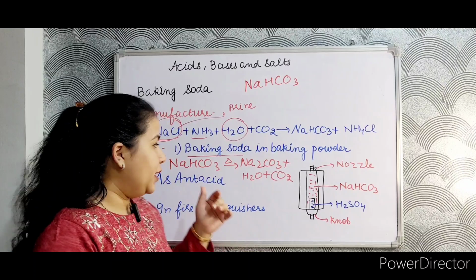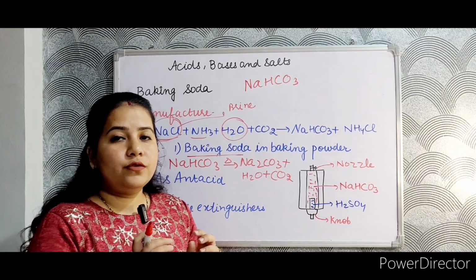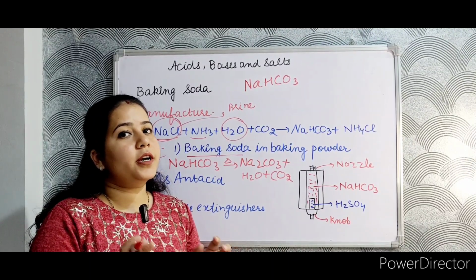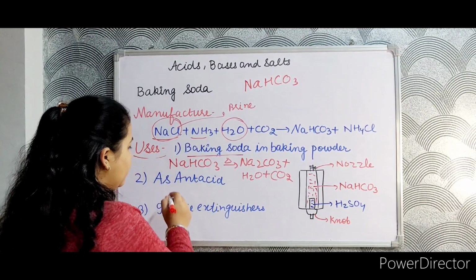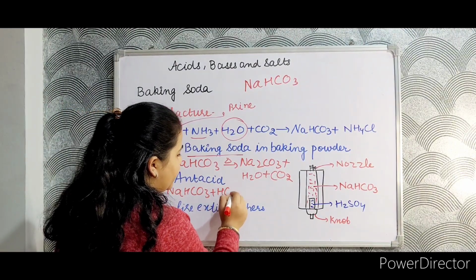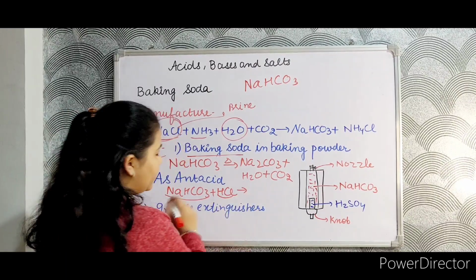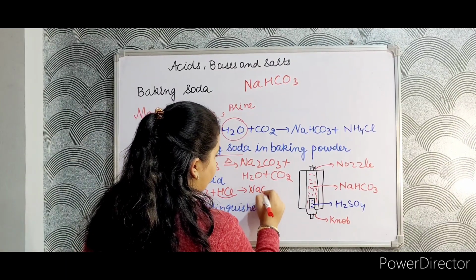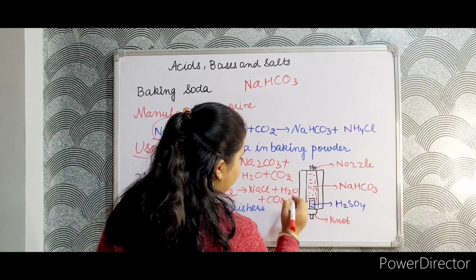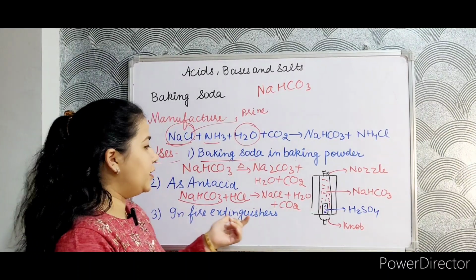Second use of baking soda is as an antacid. Antacids are used when there is excess acidity in our stomach. As we know, our stomach contains HCl. When NaHCO3 reacts with HCl, as we know it is a base and HCl is an acid, it forms NaCl, H2O and CO2.